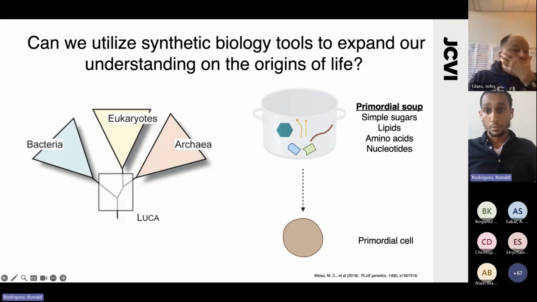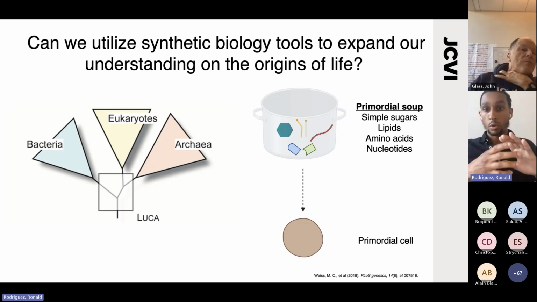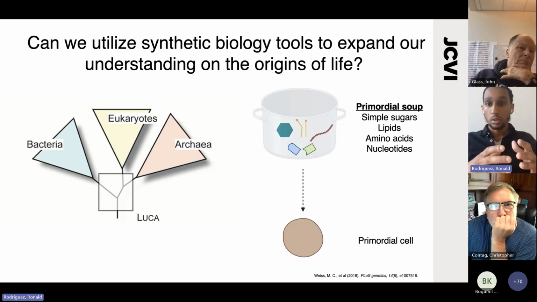Earlier in evolution, the first set of cells that arose on Earth were thought to live in what is called the primordial soup, which is essentially an environment with very simple molecules that these cells were somehow able to take into their cells and undergo simple types of metabolism and basic replication to be able to grow and survive. But we don't know exactly what these cells looked like and how they were able to do all of this.